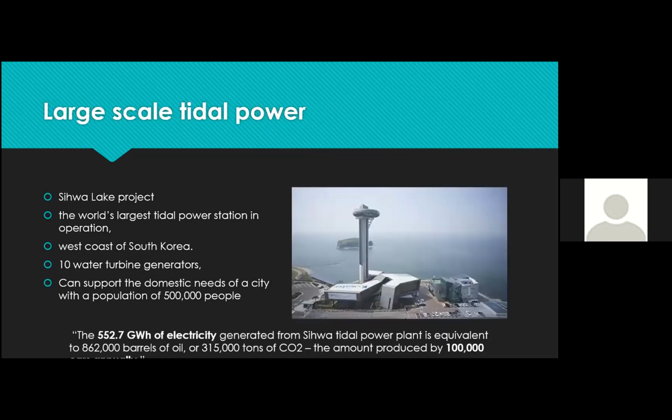And well, the largest project that uses this kind of energy is the Sihwa Lake project. It's the world's largest tidal power station in operation, and it's located on the west coast of South Korea. It consists of 10 water turbine generators, and it can support the domestic needs of a city with a population of 500,000 people.